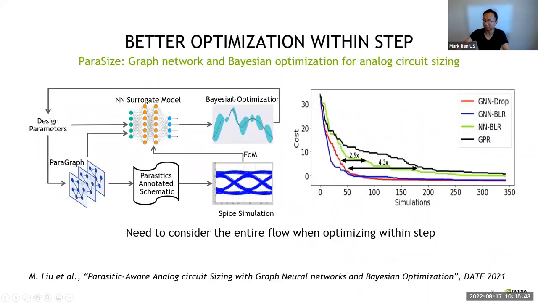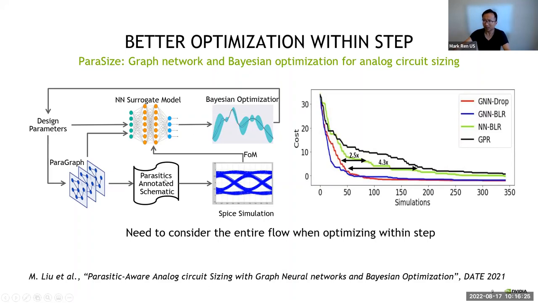So another example for better optimization within the step. How do we perform better optimization within a step? Let's consider transistor sizing, right? The transistor sizing step in analog. In analog design, you have to figure out what's the right size to choose. That step is usually done manually, but there's a lot of work on how to do it automatically, using algorithms.